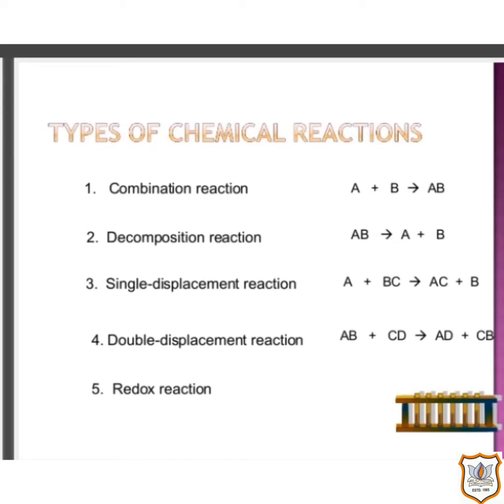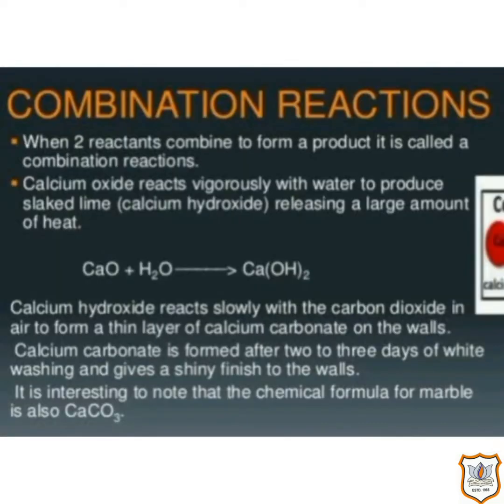There are so many types of reaction. In our course, there are 5 types of reaction. First is combination reaction. Second is decomposition reaction. Third is single displacement reaction. And fourth, double displacement reaction. And fifth is oxidation and reduction reaction, meaning redox reaction. Now, the first chemical reaction is combination reaction.